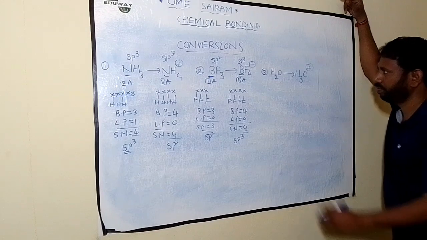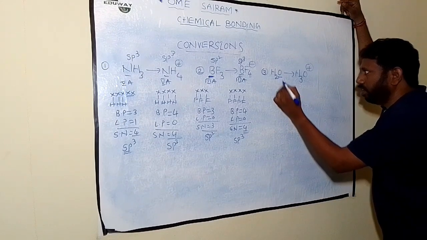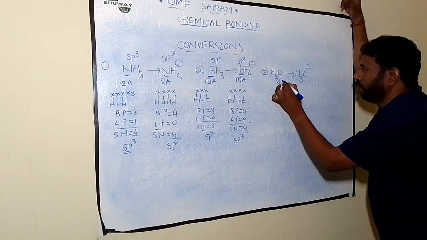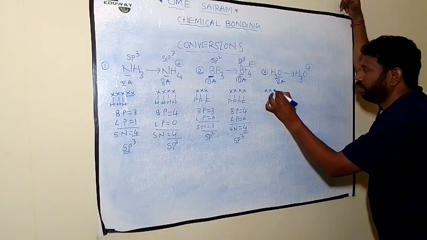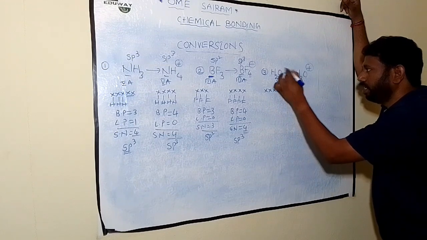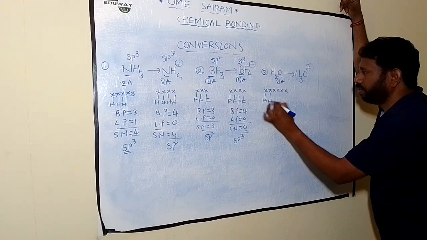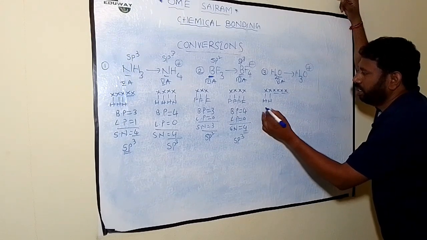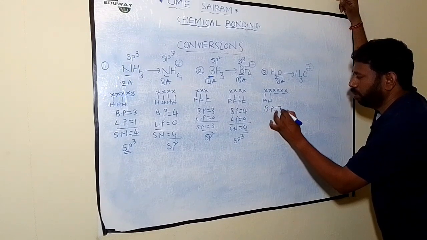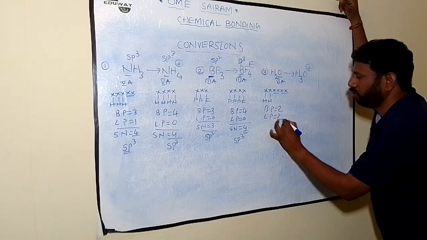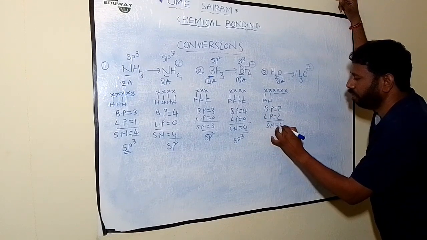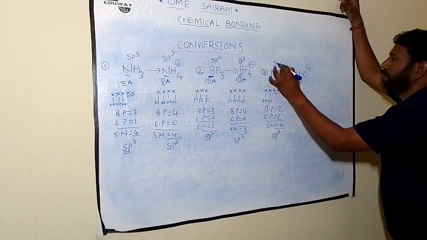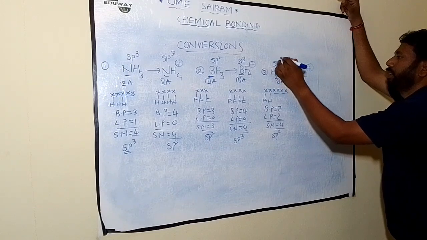Now H2O. In this H2O, the central atom is oxygen, and it belongs to 6th A group element. It contains 6 valence electrons, and oxygen is forming 2 bonds with 2 hydrogen atoms, and remaining 4 electrons exist as 2 lone pairs. Now bond pairs 2, lone pairs 2, and steric number 4, and hybridization should be sp3. The hybridization of H2O is sp3.